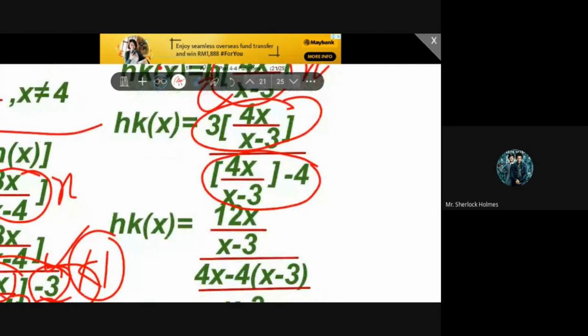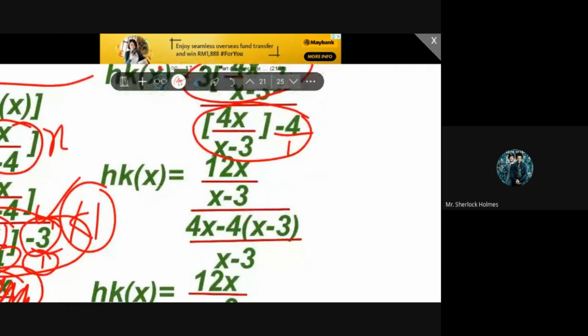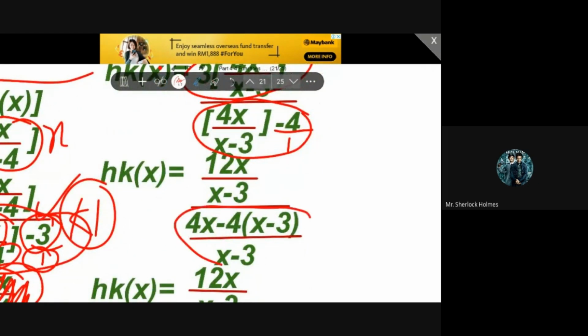So kamu kena rasionalkan penyebut kat bawah ni, kamu akan dapat macam ni, over x minus 3. So the step macam just now lah I show for KHX, sama saja. So yang ni kamu boleh over x minus 3, kamu rasionalkan seluruh pecahan tu. So can understand this part? If anyone got problem, please tell lah, because this is basic.